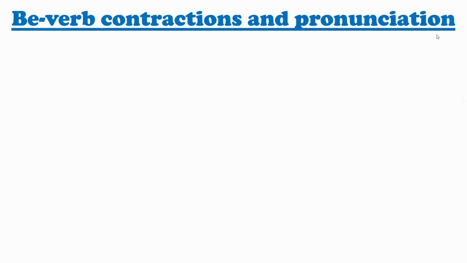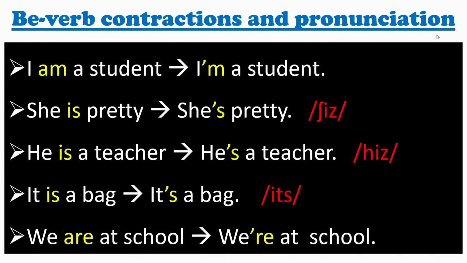Now let's learn be-verb contractions and pronunciation. I am a student can be written as I'm a student. She is pretty can be written as she's pretty. Here the pronunciation is she's. She's. She's pretty.